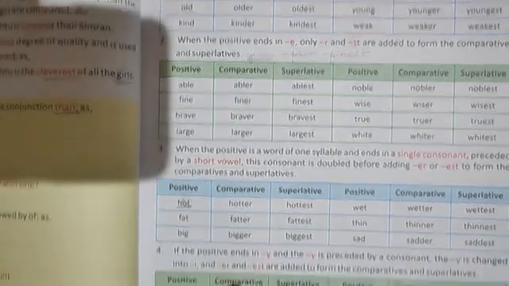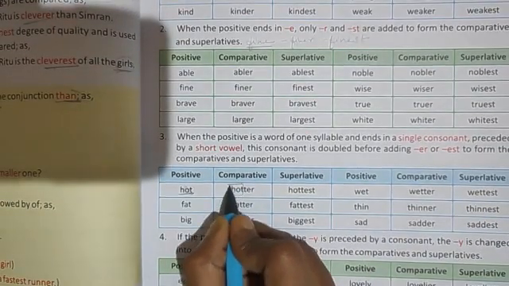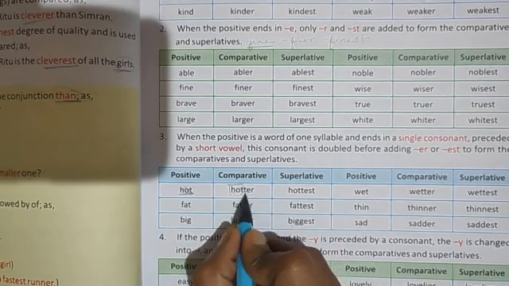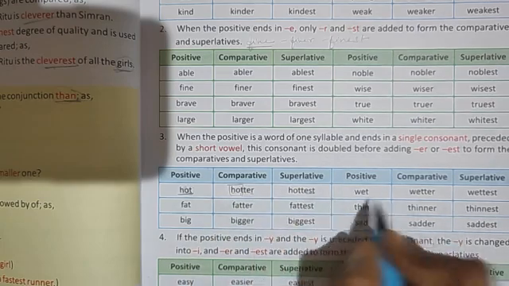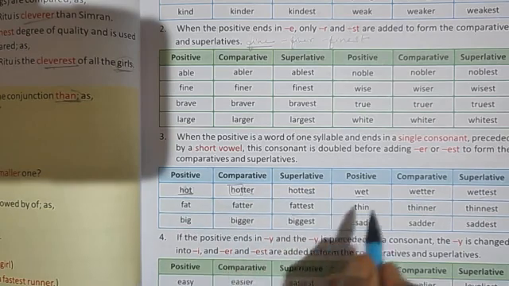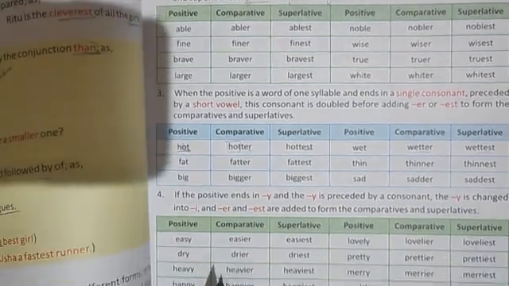Okay, for example, hot becomes, this is your hot, 1 syllable, 1 consonant, T is doubled, er is added, T is doubled, est added. Wet, wetter, wettest. Fat, fatter, fattest. Thin, thinner, thinnest.